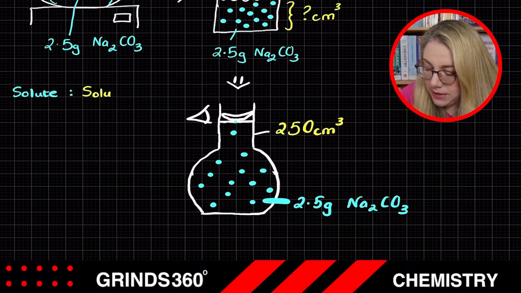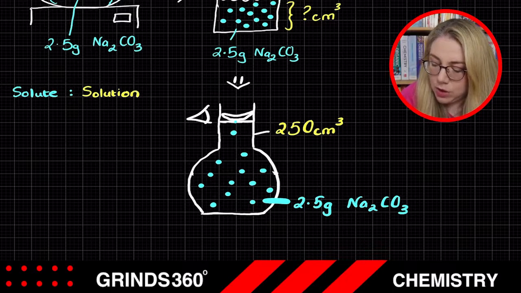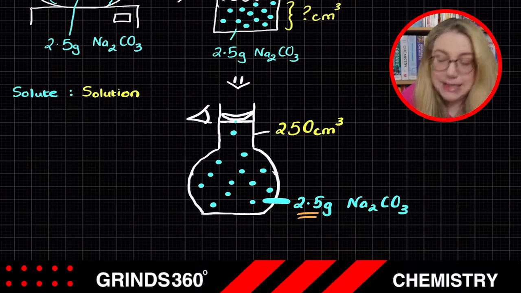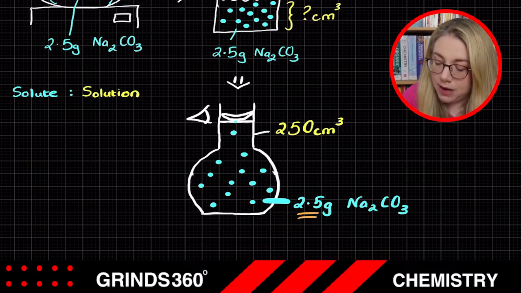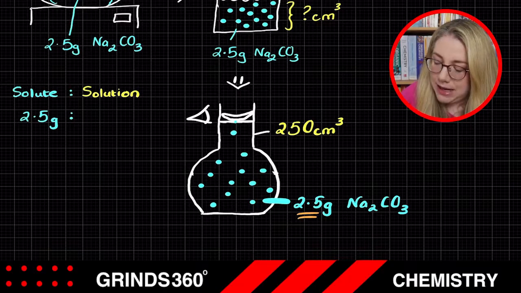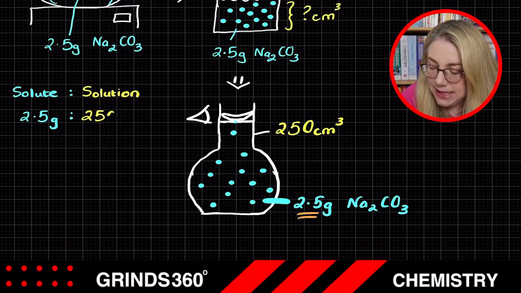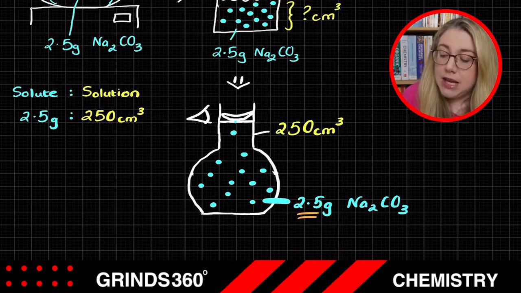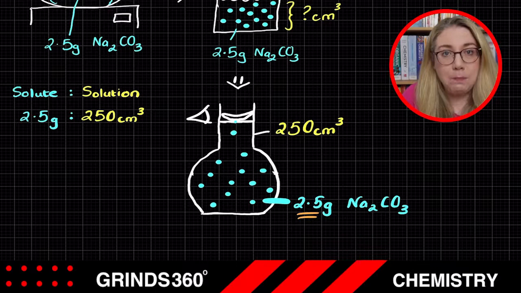Okay, so based on the numbers that I have used, the total amount or the total mass of my solute is 2.5 grams. It's this over here. It's the original amount of sodium carbonate that I measured out. Then you put all of that into a volumetric flask and made it up to 250 centimeters cubed. Now, while that might not look like a nice concentration unit, that is the concentration of that solution. The concentration is 2.5 grams per 250 centimeters cubed.